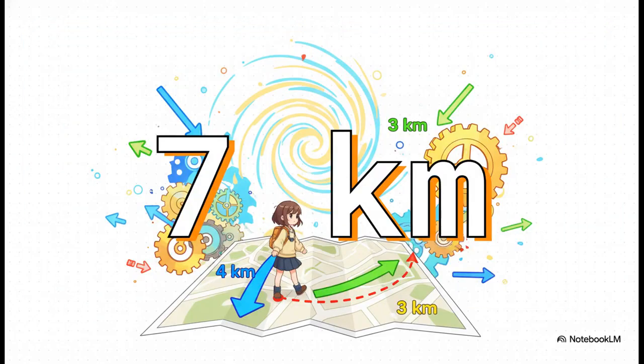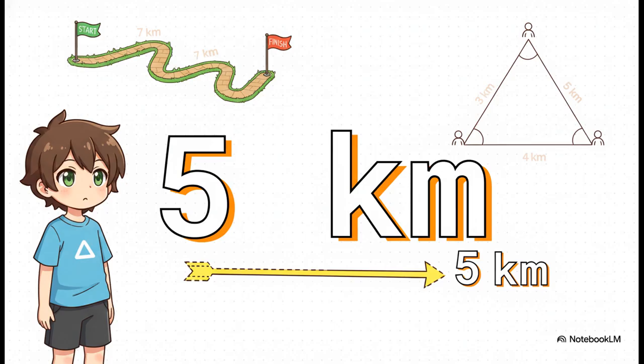So, let's imagine this. You walk 4 kilometers south, then you make a right turn and walk 3 kilometers east. If we want to know the total distance you traveled, that's easy. You just add it up. 4 plus 3, that's 7 kilometers. But what about your displacement? Well, that's the shortest straight line path from your starting point to your finish line. You can see how that makes a little right-angled triangle. And if you work it out, that shortest path is just 5 kilometers. See the difference? You walked a total of 7 kilometers, but you're only 5 kilometers away from where you started.